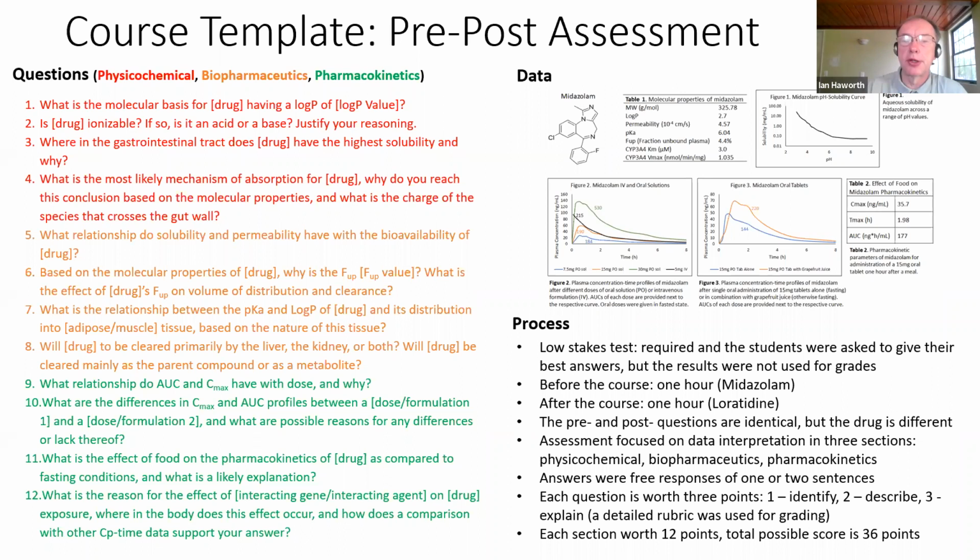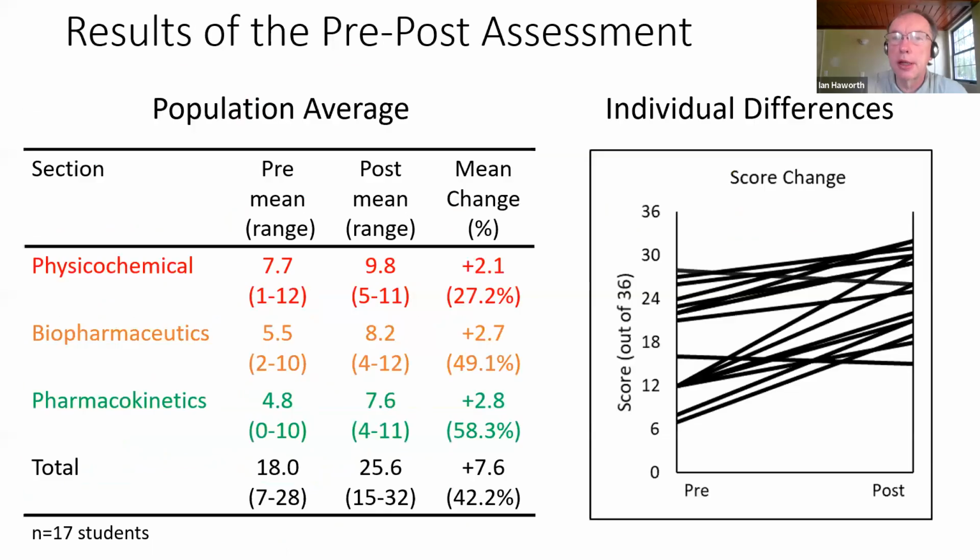Free response answers. We have a very detailed rubric, which I'm not showing you, for grading of the questions, essentially scored on a scale of 0 to 3: 0, no correct answer; 1, identifying some basic idea associated with the answer; 2, describing it a little better; and 3, giving a proper explanation, brief explanation, but nonetheless. So each section from physical chemical, biopharmaceutics, and pharmacokinetics was 12 points. It's just 4 questions times 3 points each. Possible score of 36 points on the whole assessment. So let's go to the next slide, Noam, please.